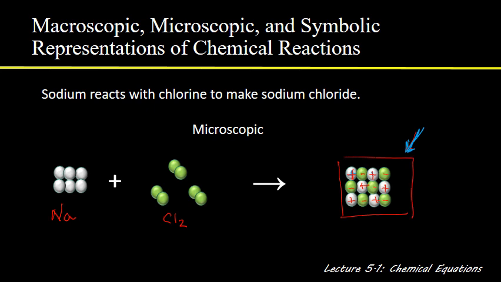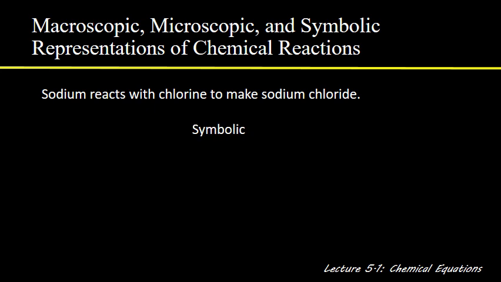Now we can also look at a symbolic representation. Both the macroscopic and the microscopic are useful. They're good descriptions, but it's hard to write that. We don't want to have to draw these pictures every time. So the symbolic representation is a way to do this much more concisely. For our symbolic representation, we write the reacting species over here: sodium, and this is reacting with chlorine. When these react, they produce sodium chloride.